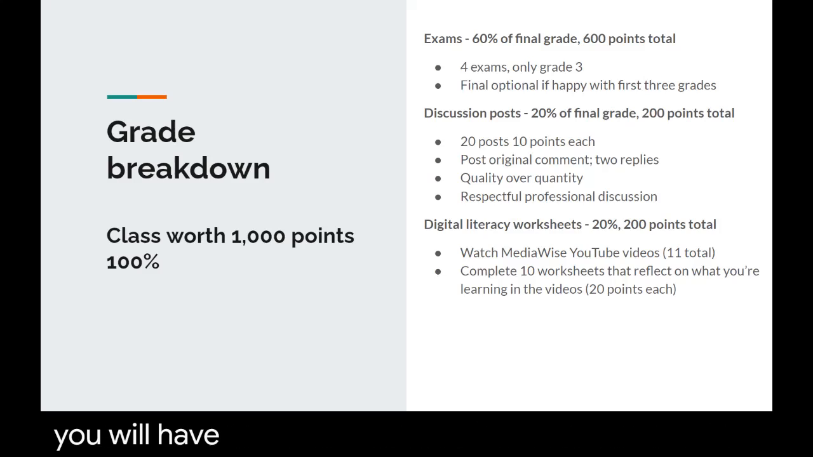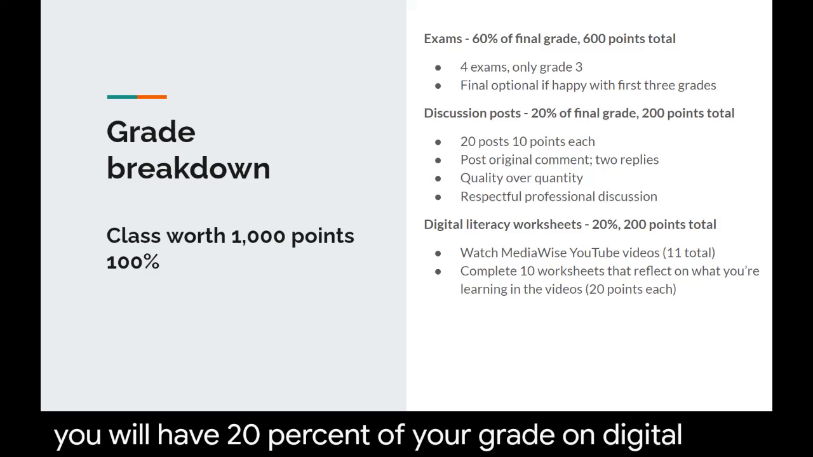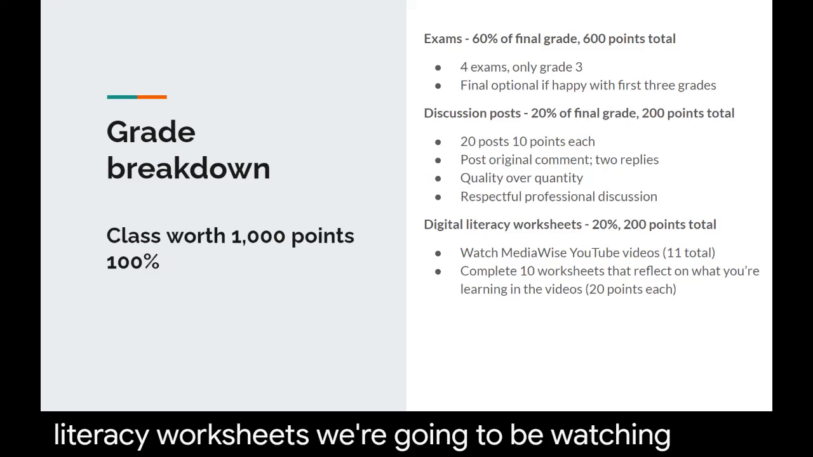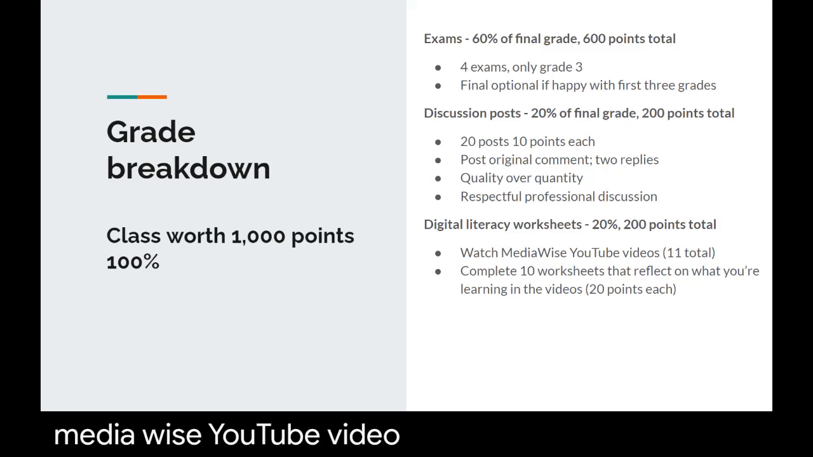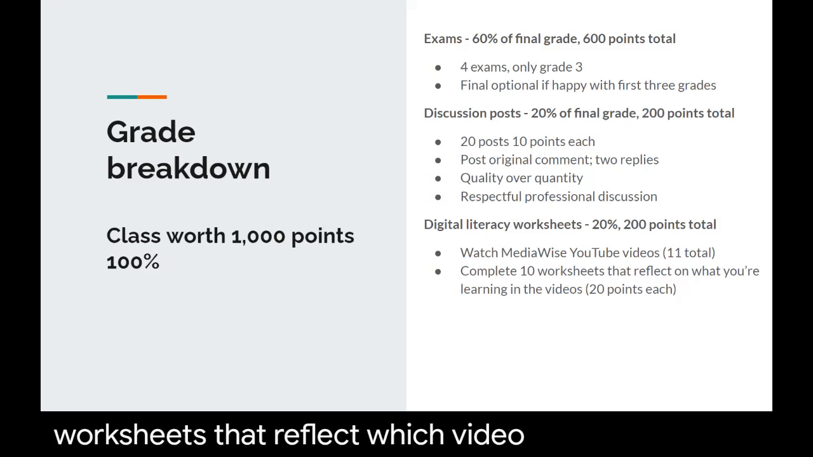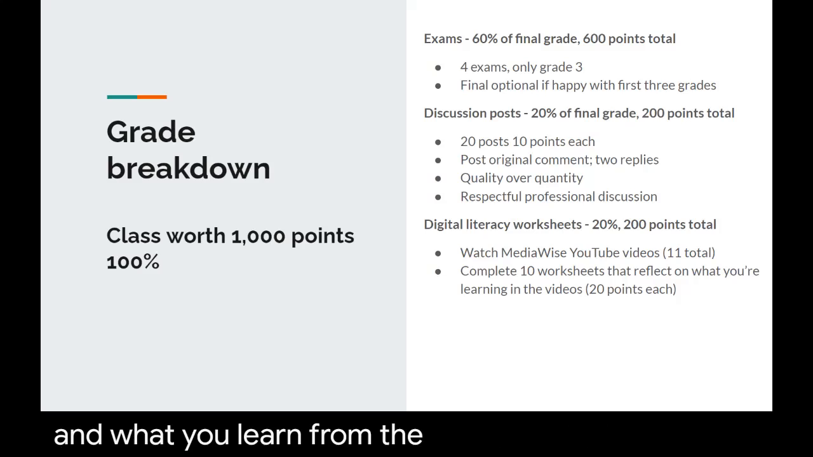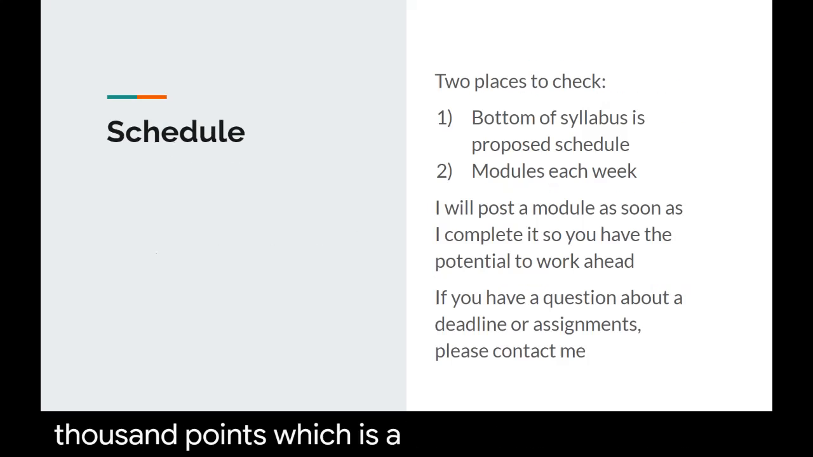Finally, you will have 20% of your grade on digital literacy worksheets. We're going to be watching the MediaWise YouTube videos as independent learning, and there are 11 videos total. You'll complete 10 worksheets that reflect which videos you're watching and what you learn from those videos, and those will be 20 points each as well. So that adds up to 1,000 points, which is 100%.